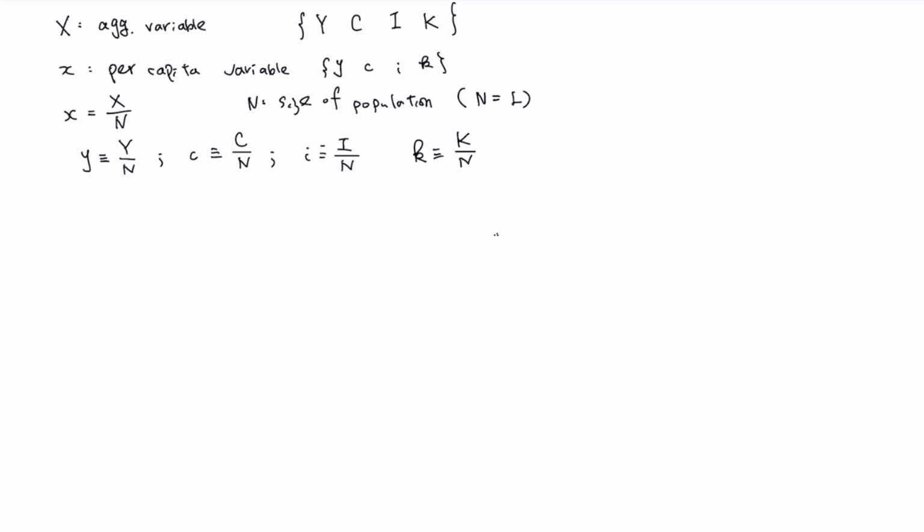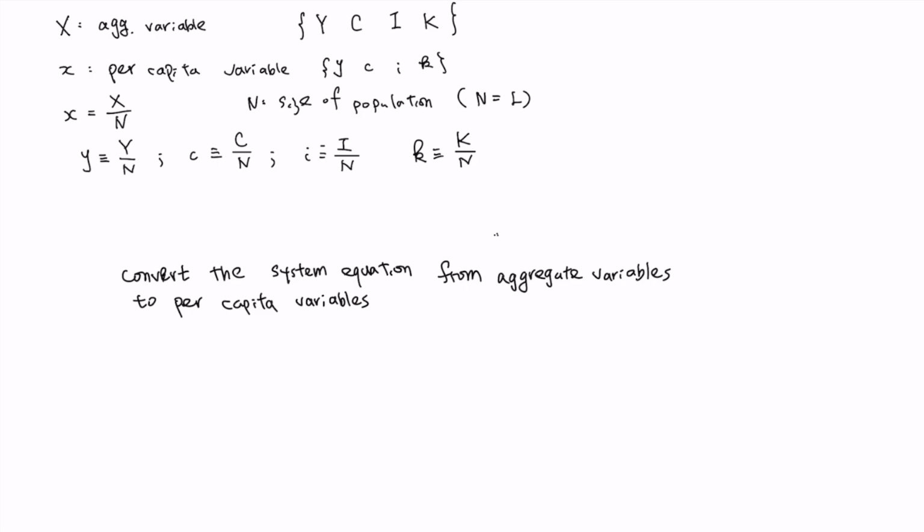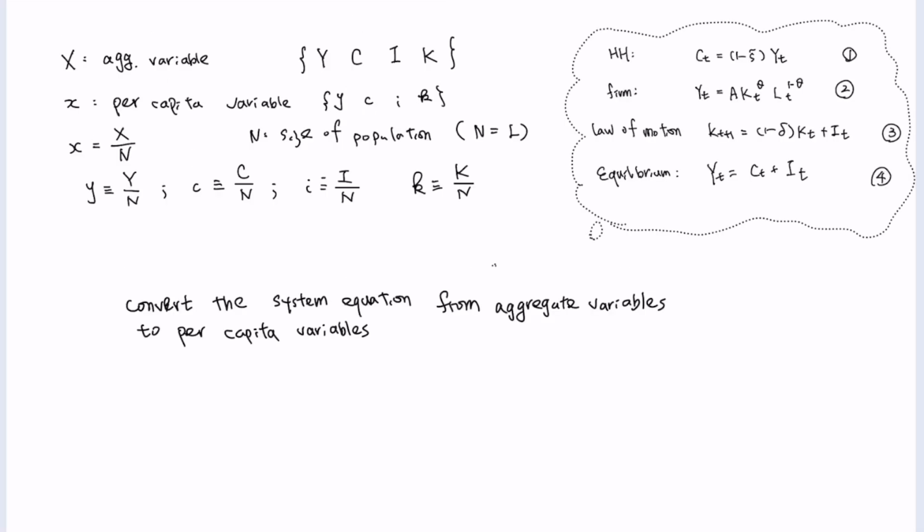So then what we want to do is convert the system of equations we set up earlier from the aggregated variables to the per capita variables. The system of equations that we want to look at is these four equations. To begin with, we have the first equation, that is the total consumption equal to a portion of the income. So how to convert the first equation, expressed in the aggregated variables, into an equation expressed in the per capita variables while holding this relationship?